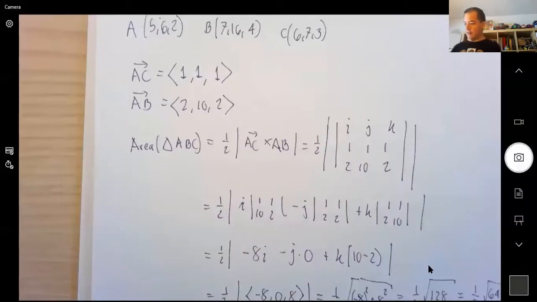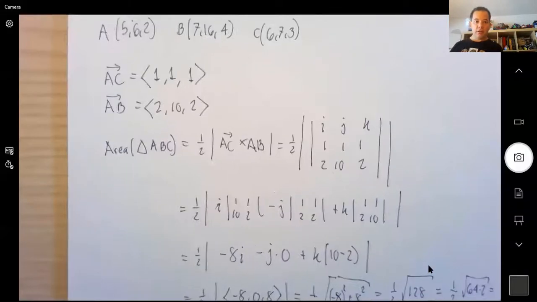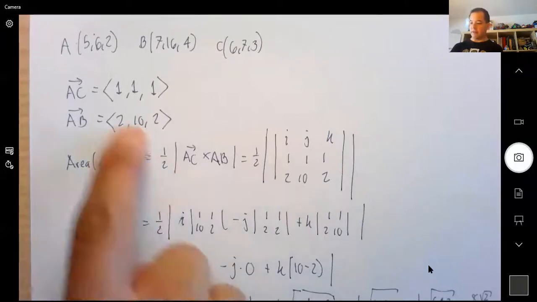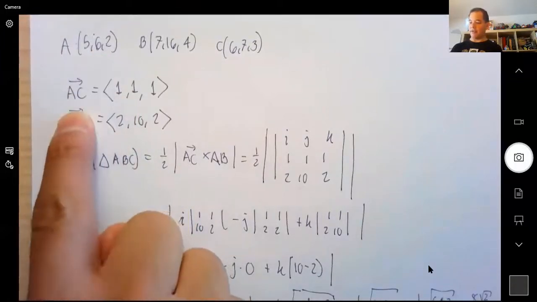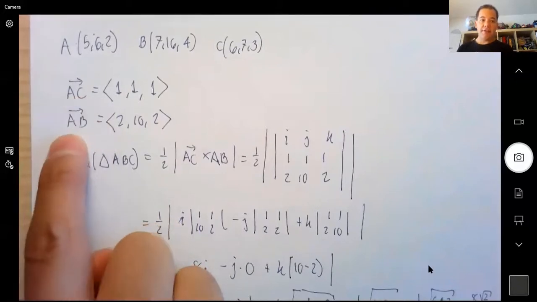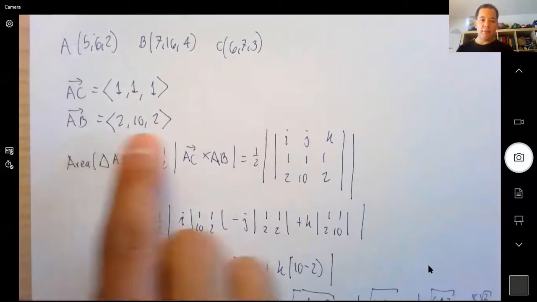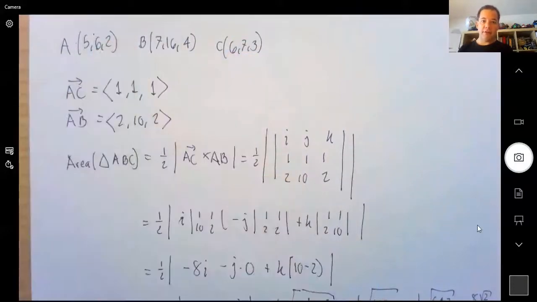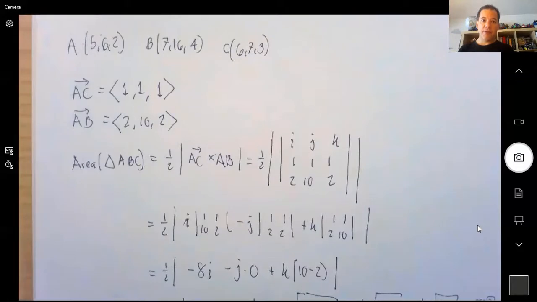Let me go back to my screen. Okay, and here's the one I did first. So first I did A with anchor in A. So I did AC and AB. And remember, to do AC, you do the head minus the tail, right? That's what we do.